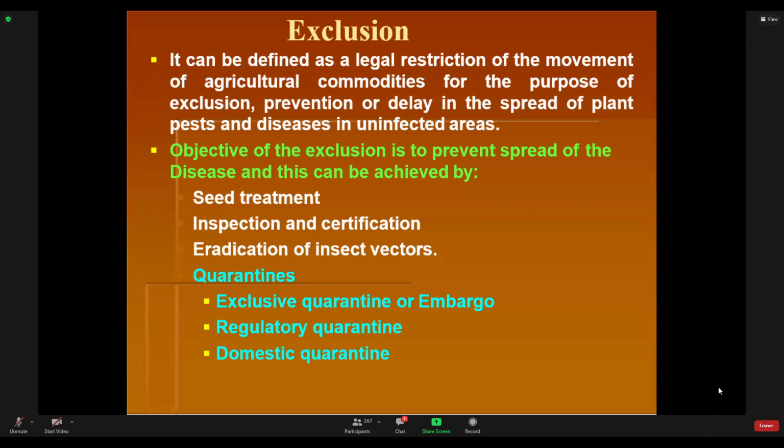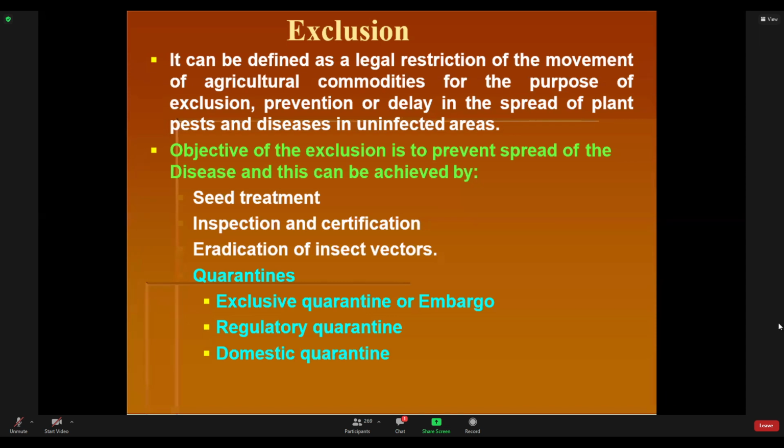Maybe 5% seed might be infected. Then what happens? If there are 5% seed infected or infested with the pathogen, then we cannot allow the farmers to grow this 5% infected seed. Although this is not a huge amount, this is the propagating material.